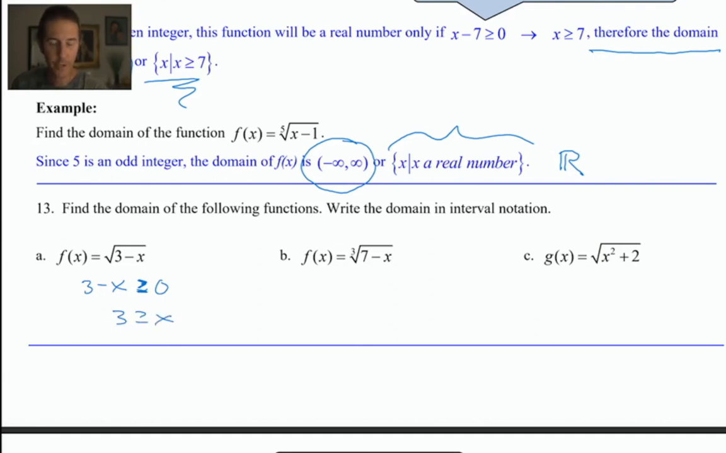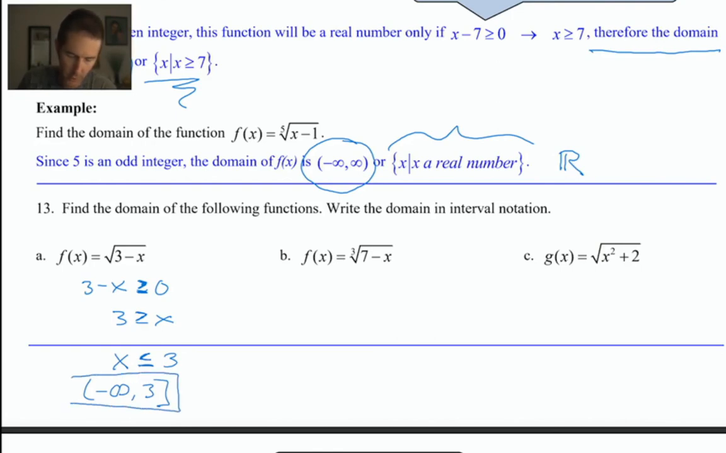And then I'm going to rewrite this statement from right to left. I'm going to put the x over here and the 3 over here and switch that symbol around, and you'll notice that the x is still on the pointy side of that inequality symbol right there. And this says my x values must be less than or equal to 3. So that's from negative infinity all the way up to 3, including 3. This would be your final answer, using interval notation.